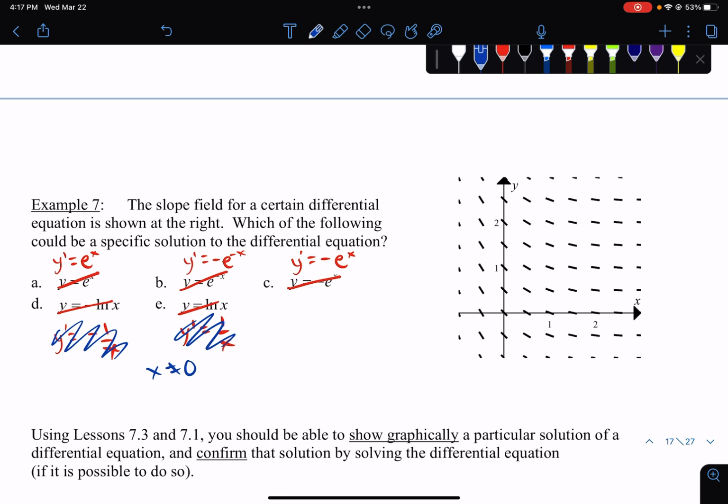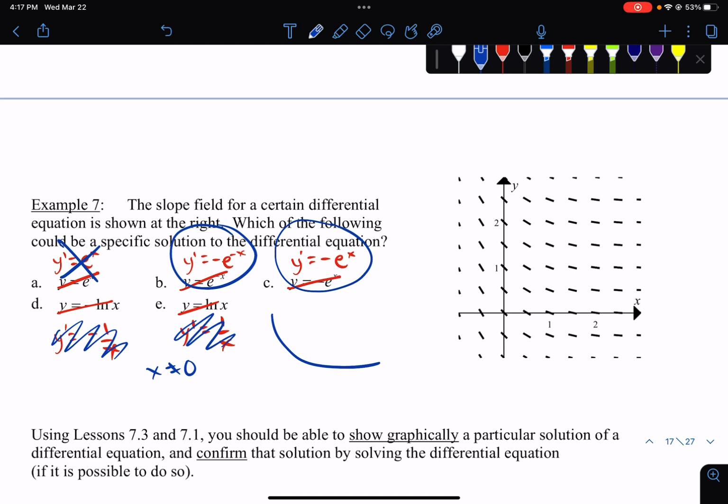Now I've got to decide which of these other functions work. I can eliminate e to the x because I know that e to the x doesn't look like this, right? My function looks like that right now, and that's not what e to the x looks like. So I have to determine which one of these is the correct one, and I'm gonna plug in a couple of different numbers to do that.